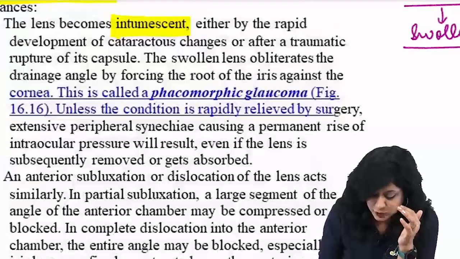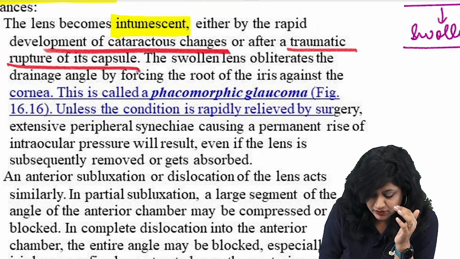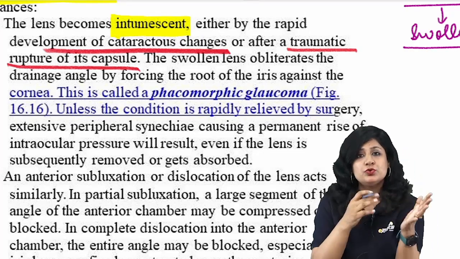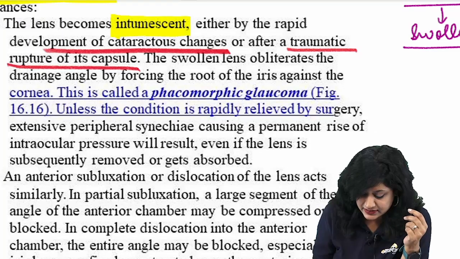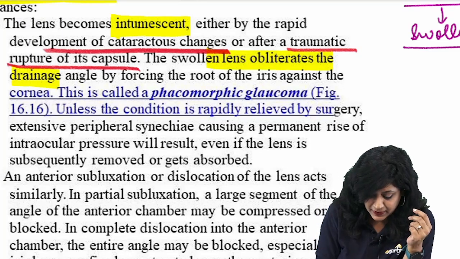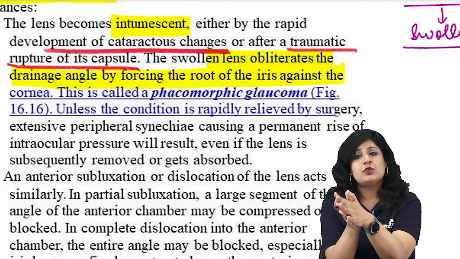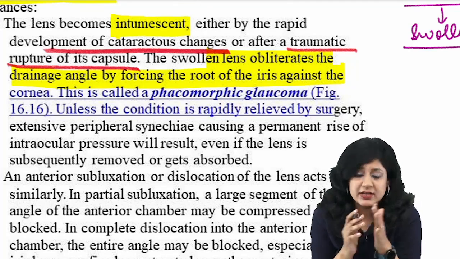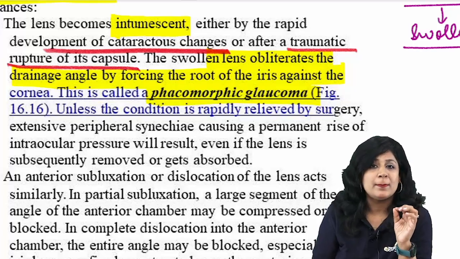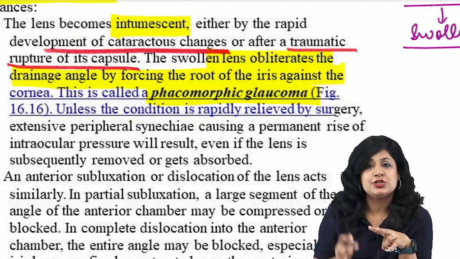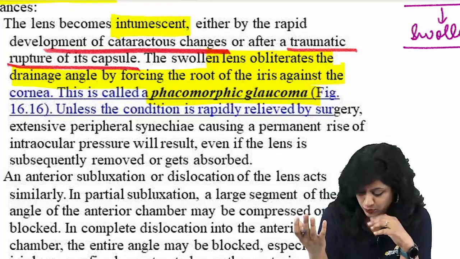So, the lens becomes intumescent. Why is it becoming intumescent? Either we have rapid development of cataractous changes, or we can have traumatic rupture of its capsule. Due to any of these reasons, it is absorbing more and more fluid. The swollen lens then obliterates the drainage and forces the root of the iris into closure with the angle, and that is called phacomorphic glaucoma. Very, very important condition. Phaco means lens, morphic means morphology. So the glaucoma occurring due to changes in the morphology of the lens is your phacomorphic glaucoma.